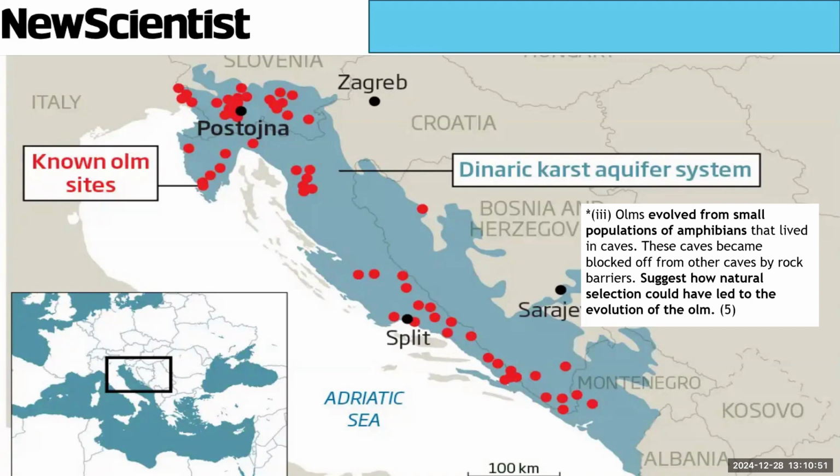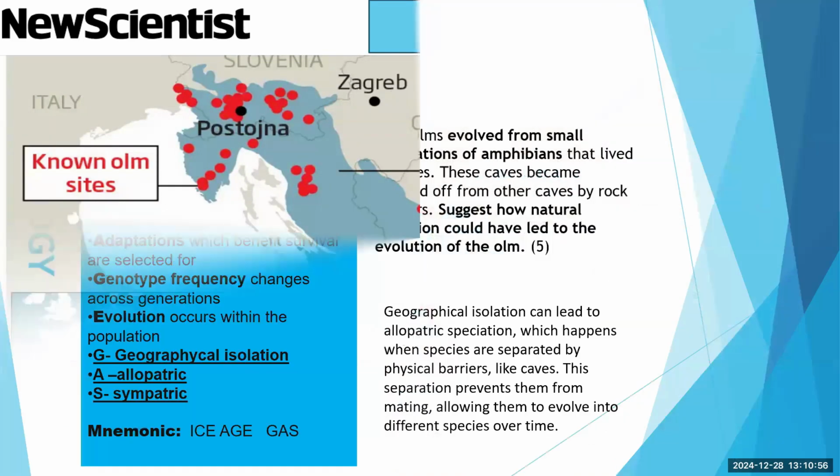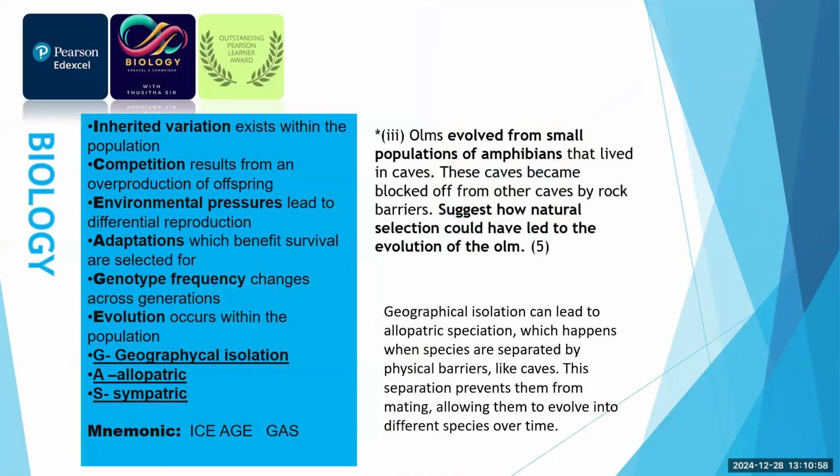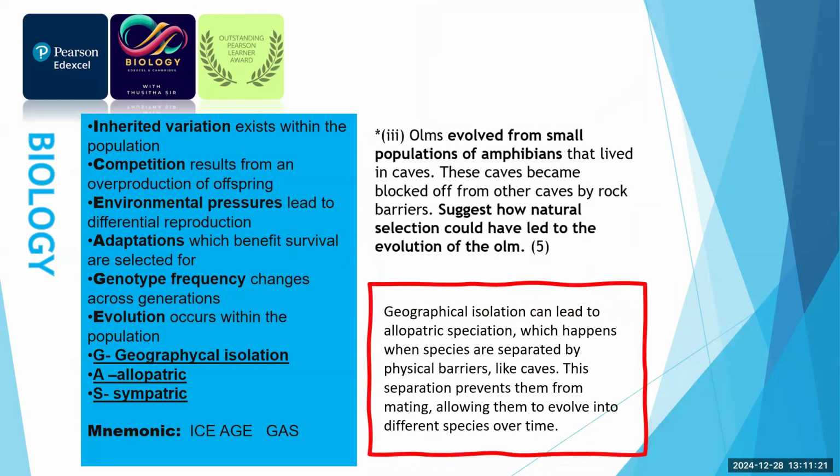So we have to take this into consideration, and you can write that they are geographically isolated, which leads to allopatric speciation. This happens when species are separated by physical barriers like these rocks that separate the caves, and this separation prevents them from mating, allowing them to evolve into different species over time. So that's how we have to answer these kinds of questions, and you can also use this part as a model answer when you are writing this type of question.